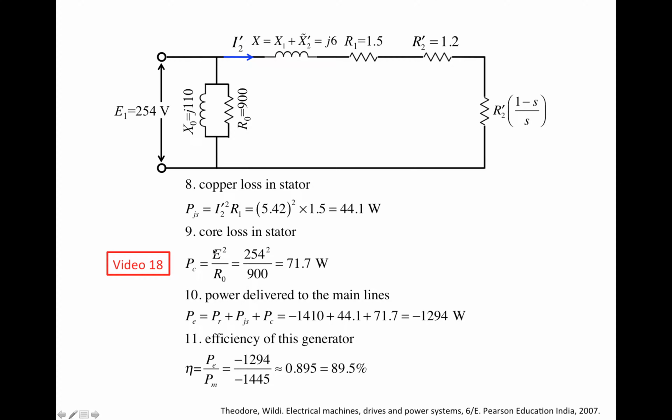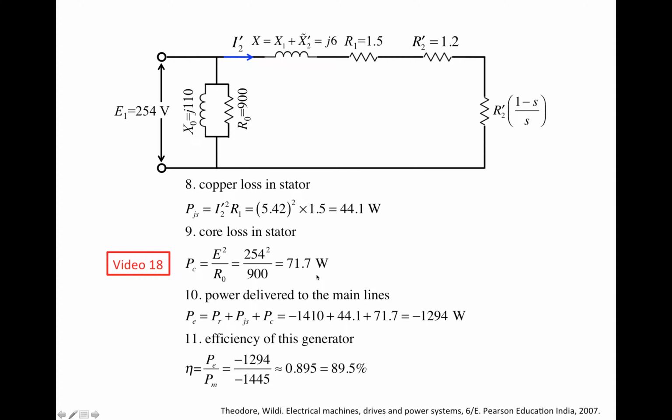So if you don't remember how we actually got this equation, you can go back to video 18. We have a derivation over there, right? We know the voltage across this branch is 254 volts, squared and then divided by 900, which gives you 71.7 watts. That's the core losses in the stator, right?